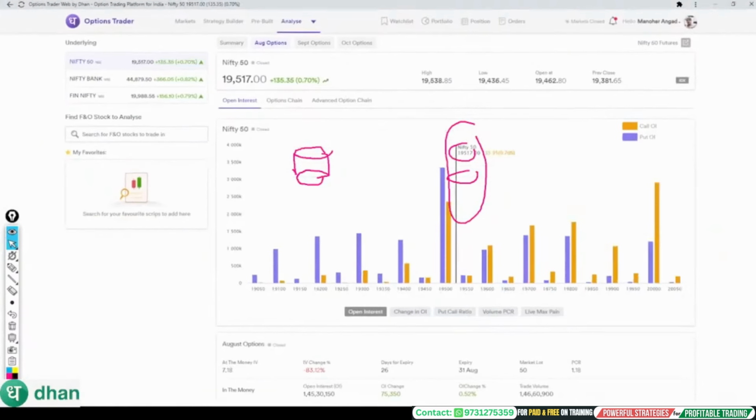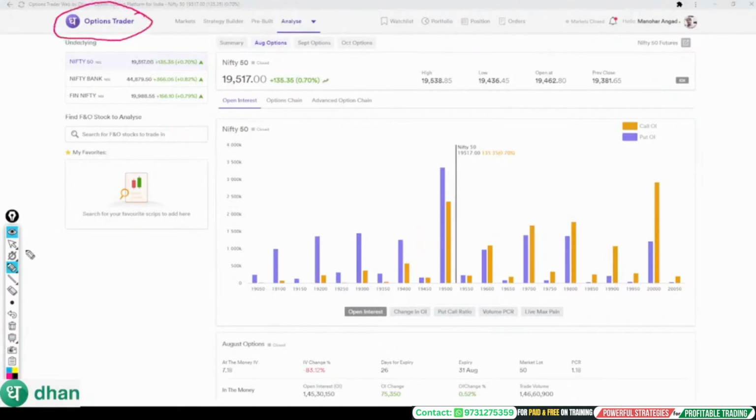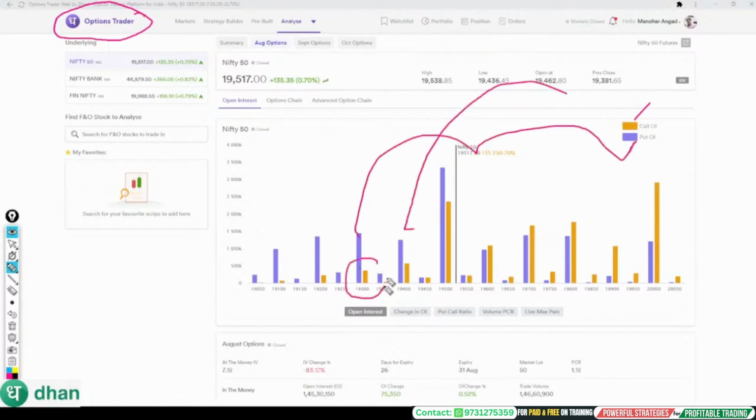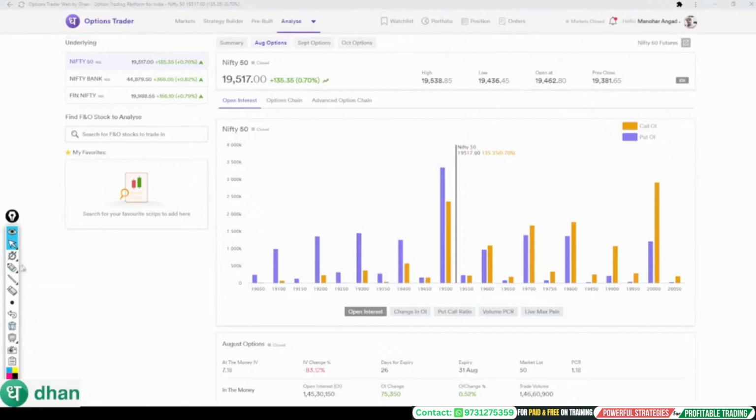There is a very good application for option traders, both mobile application and also web application. Here you can see this graph, and you can identify where the put writing is more. It is very easy to look at the graph rather than looking at the figures.